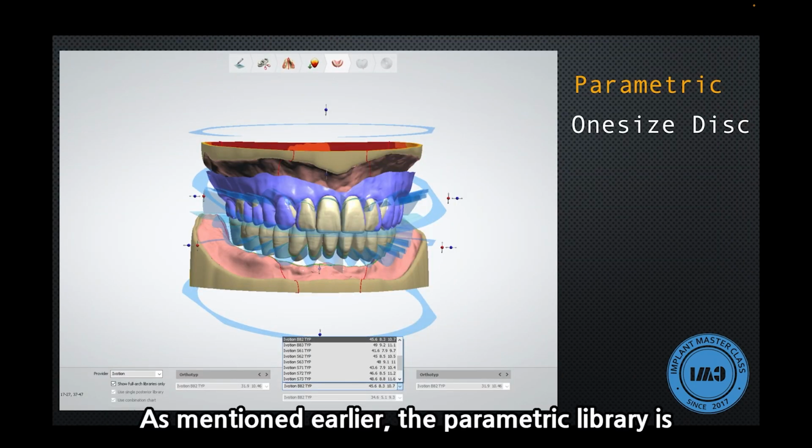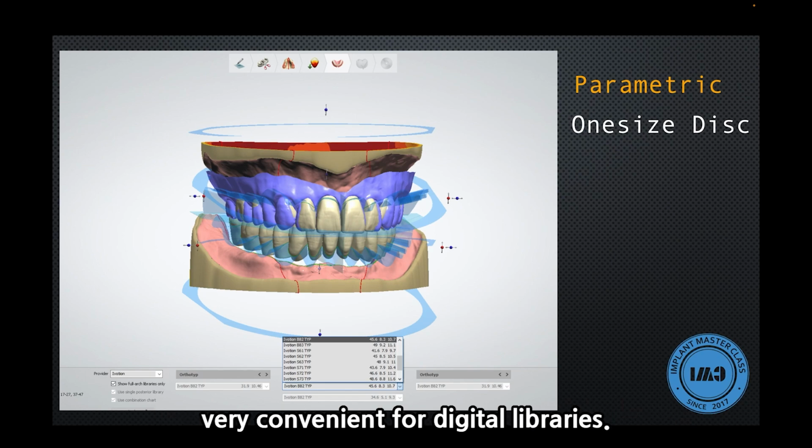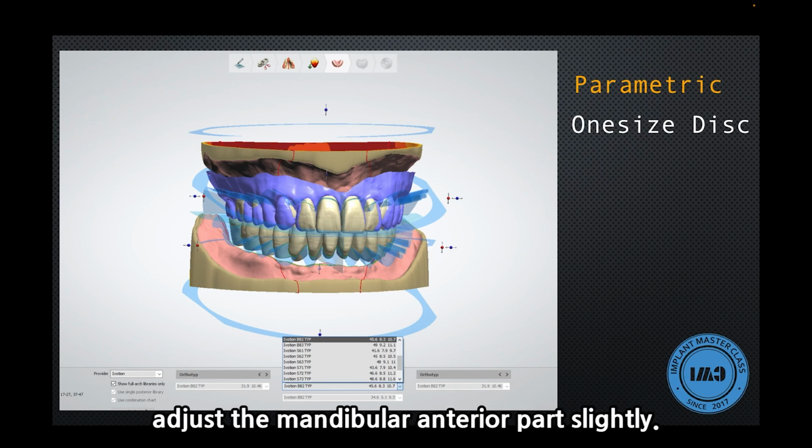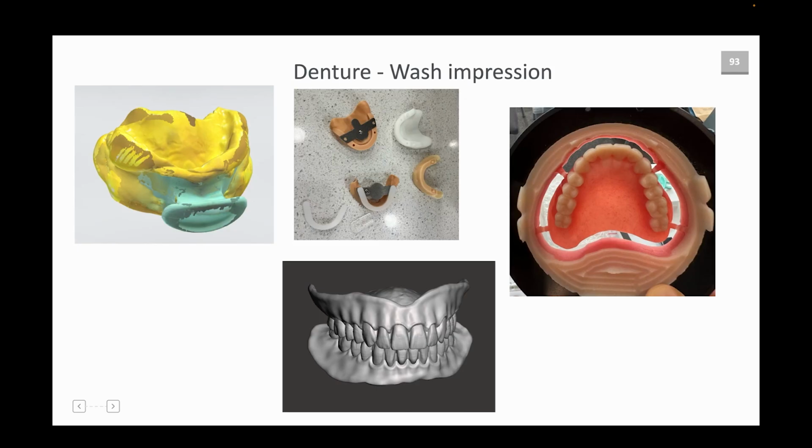As mentioned earlier, parametric library is very convenient for digital libraries. You can achieve the harmony with the minimal manipulations. Please set the posterior part first and adjust mandible anterior part slightly. This is the final milling result.